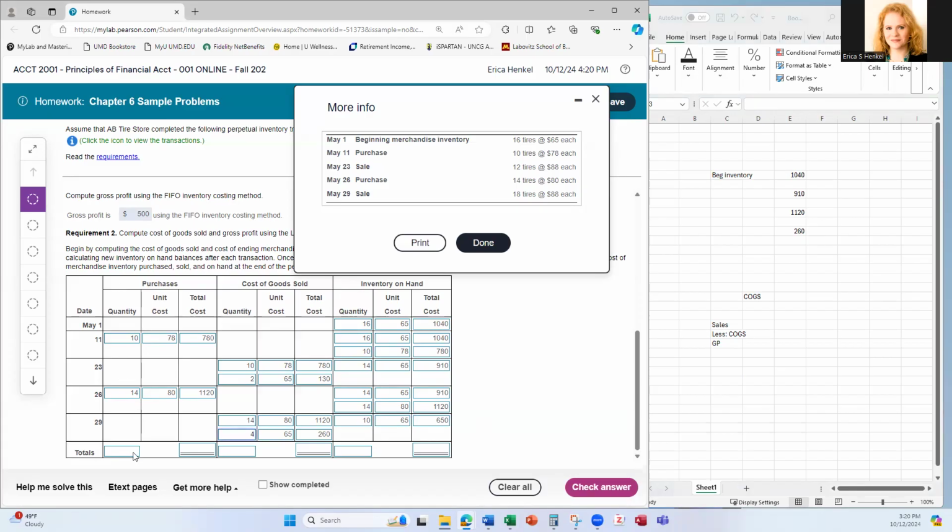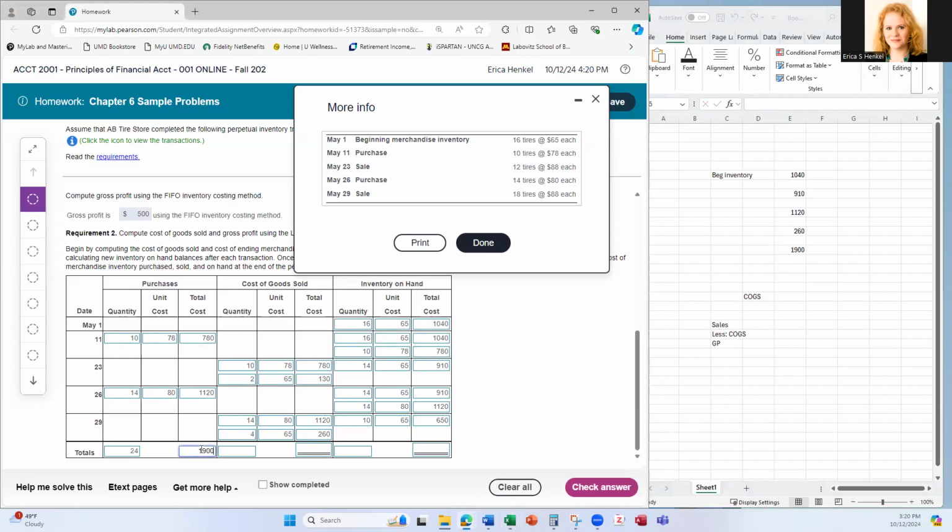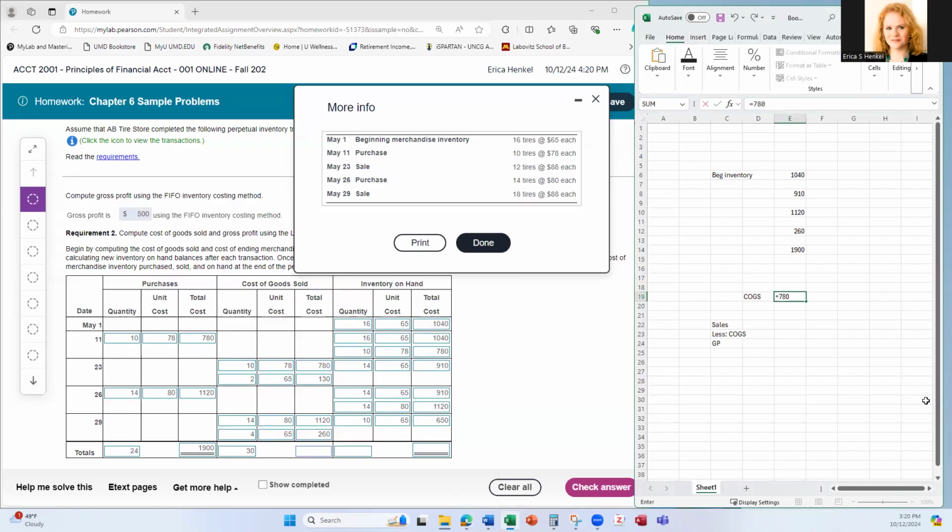All right, so again, we purchased 24 tires, and the overall purchases are the same number as before, 1,900. And again, we sold 12 plus 18, which is 30 tires. Now we have to re-add our cost of goods sold though. So 780 plus 130 plus 1,120 plus 260 is the cost under our cost of goods sold here.